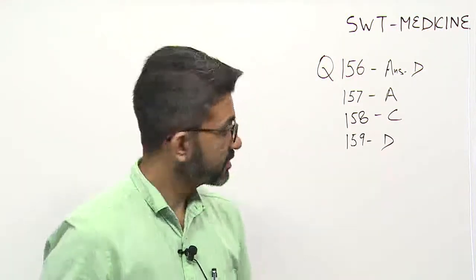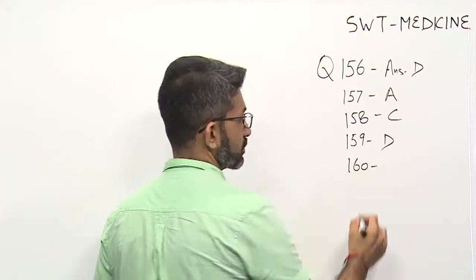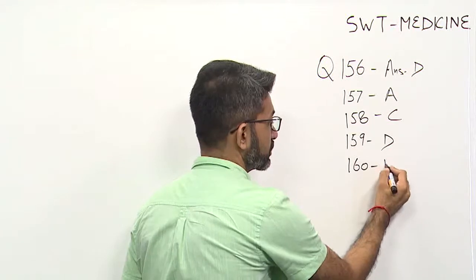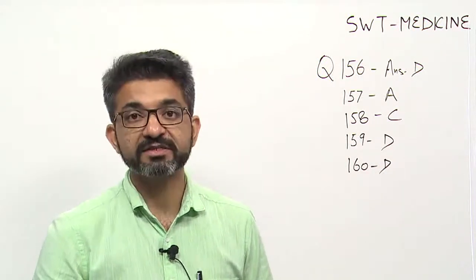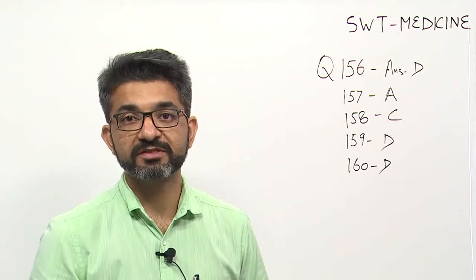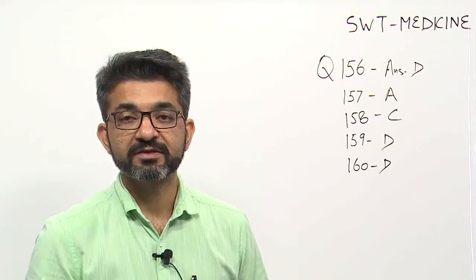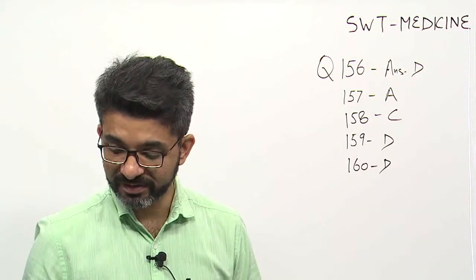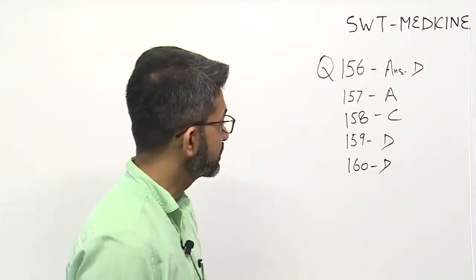Next question is question number 160. The answer is D. The answer could be Guillain-Barré syndrome too. However, the important differentiating feature in GBS is the course and duration of the disease, that is 5 days, and a normal CSF examination. So, answer is D.